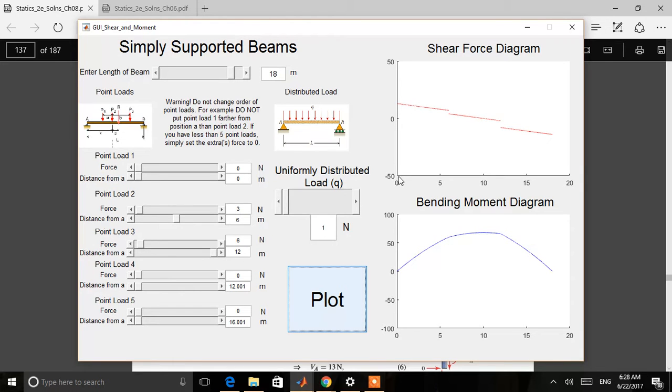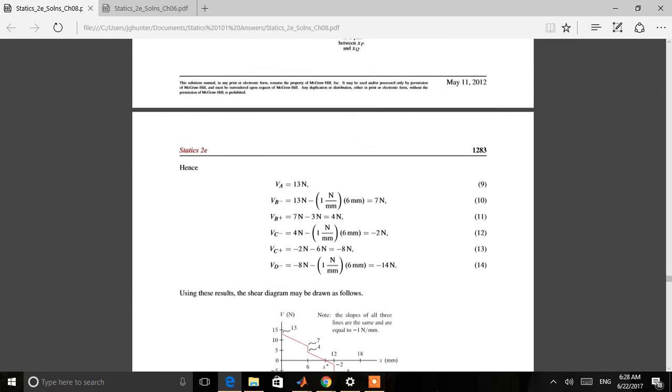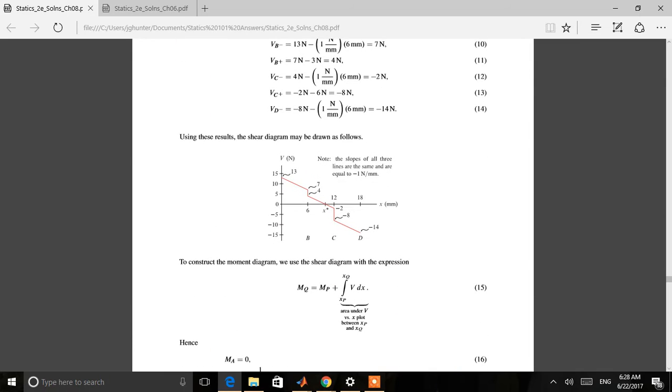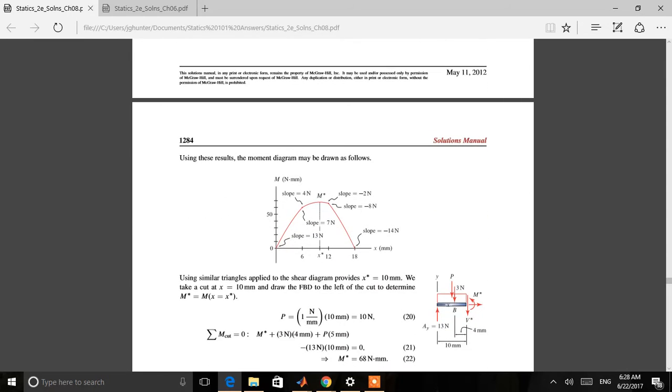Alright, so there's my shear diagram and my bending moment diagram. And when we come back and take a look at the solutions manual, scroll down, we see they have a shear diagram nearly identical to mine. I don't have the vertical lines, but it is the same. And a moment diagram that is the same as well. So really, really nice.